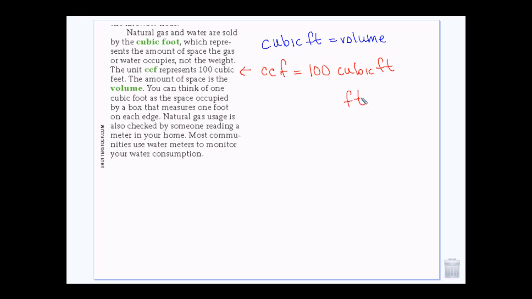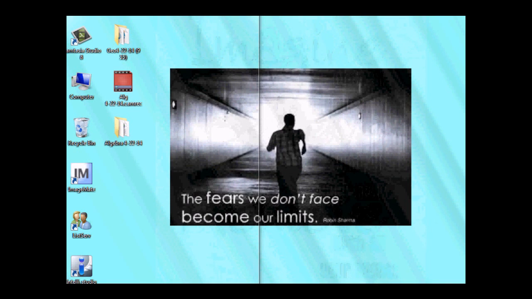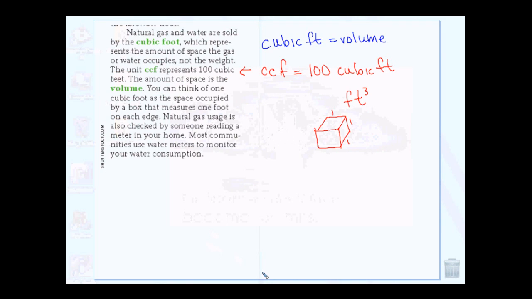And remember, cubic foot is foot cubed, and that's literally a cube. That's a 1 foot by 1 foot by 1 foot cube. So 1 cubic foot of water would be a square block of water that was 1 foot by 1 foot by 1 foot. And that's how they measure it. So even though we think of water in terms of gallons, it's measured in cubic feet.